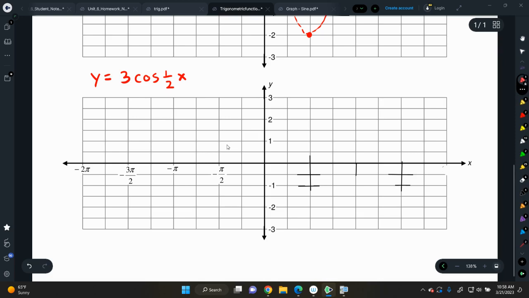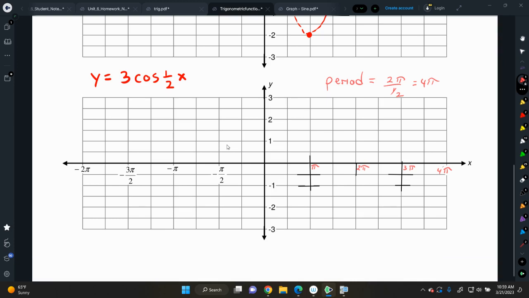Okay, so what's our period? 4 pi, yeah, it's 2 pi divided by 1/2, which is 4 pi. Okay, so I'm going to put a 4 pi down here. So let's see, halfway in between, 1, 2, 3, 4. There's a 2 pi. Okay, so then halfway in between that, we've got pi and 3 pi. Okay, what's the amplitude? 3.